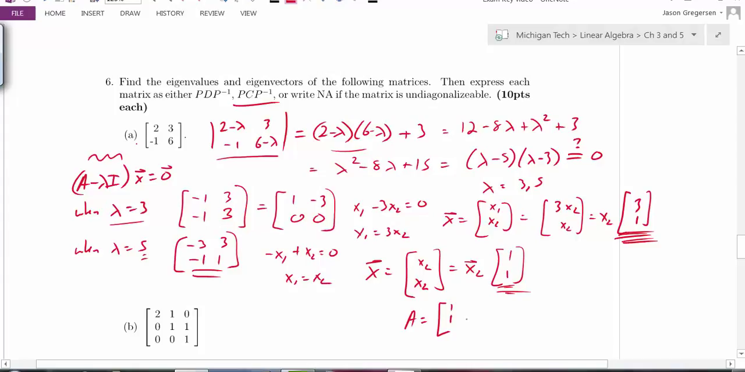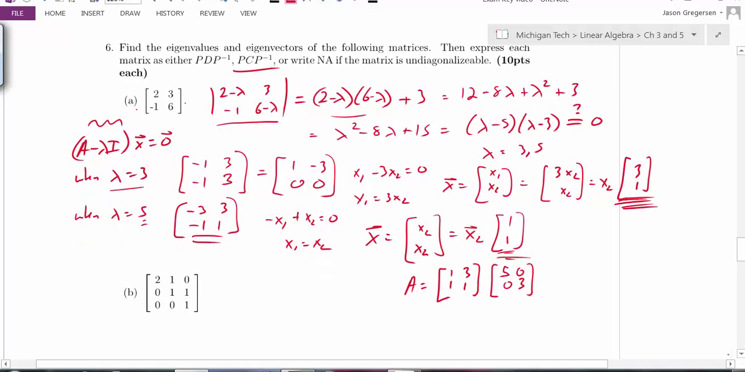So I'm going to start with 1, 1, and then 3, 1. And then D is the diagonal matrix, where the eigenvalues are on the diagonal. And because I put this eigenvector first, I need to put its eigenvalue first. So this would be my matrix D. And last, I could put P inverse here. Now, to find P inverse, I would take the inverse of this matrix right here.